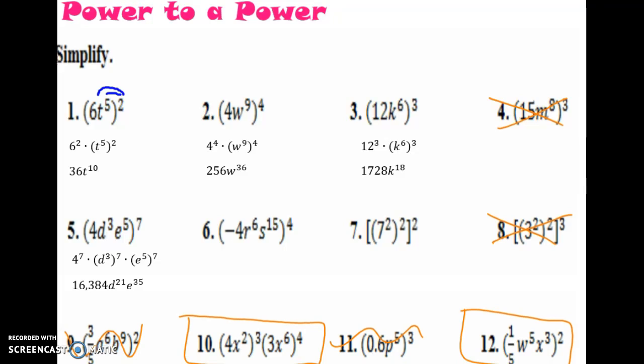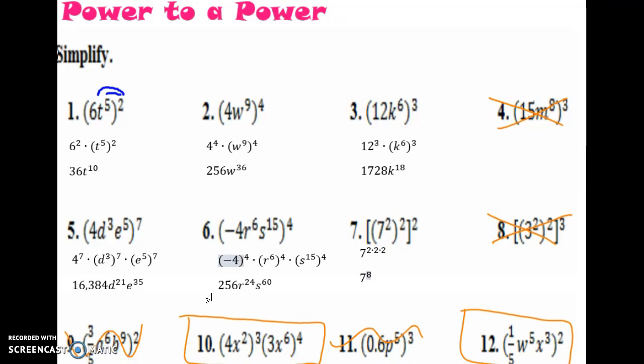So pause the video, try number 6 and number 7, and then come back to the video to check your answer. Okay, hopefully you completed number 6 and number 7. So on number 6, you would have done -4 in parentheses on your calculator, caret 4, and you would have gotten a positive 256.